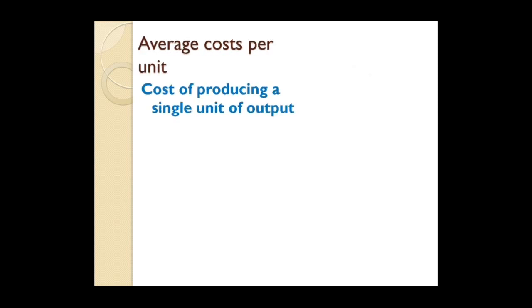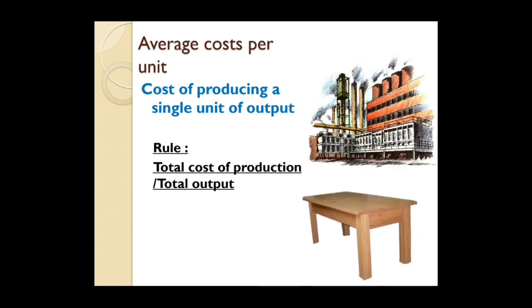Now, what is meant by average cost per unit? The average cost per unit is simple. It's simply the cost of producing a single unit of output. So let's say I produce tables, or food, meals, any product I produce. I want to know the cost per unit, because from there, as I said, I can start comparing and setting prices and all these. So if I want to know the average cost per unit, I simply have a rule. I take the total cost of the production and divide it over the total output that I have, and this will generate the cost per unit.